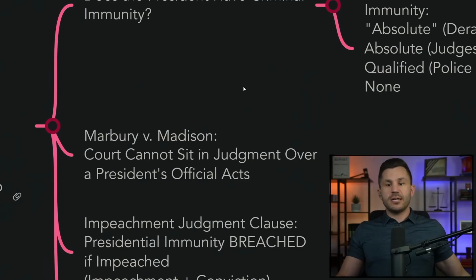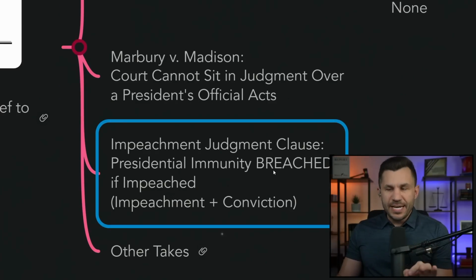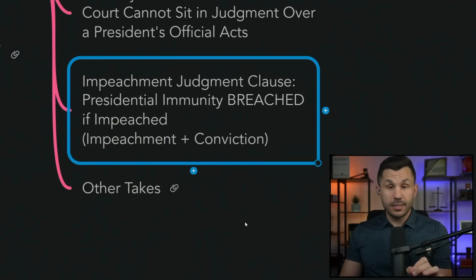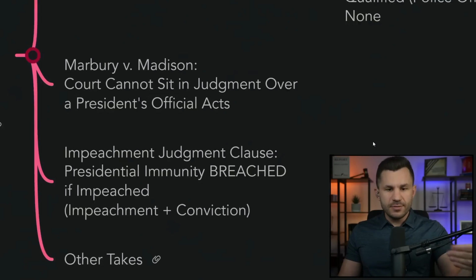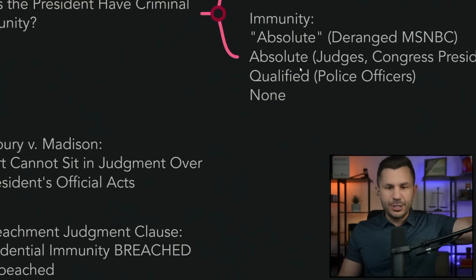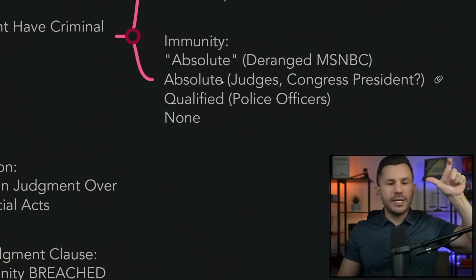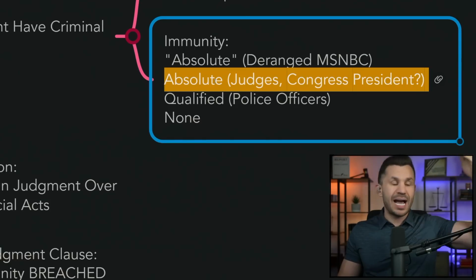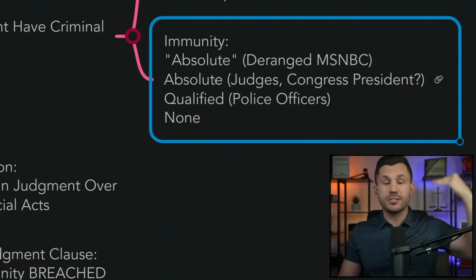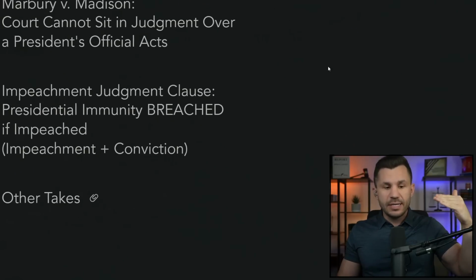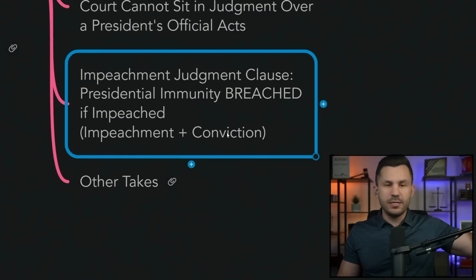Now, other things that we're going to see is that the impeachment judgment clause, which is in the Constitution, also gives them an ability to breach the immunity. Okay? So even if you have absolute immunity, our definition, the legal definition, not the psycho definition, absolute immunity can be breached by simply impeaching the president.